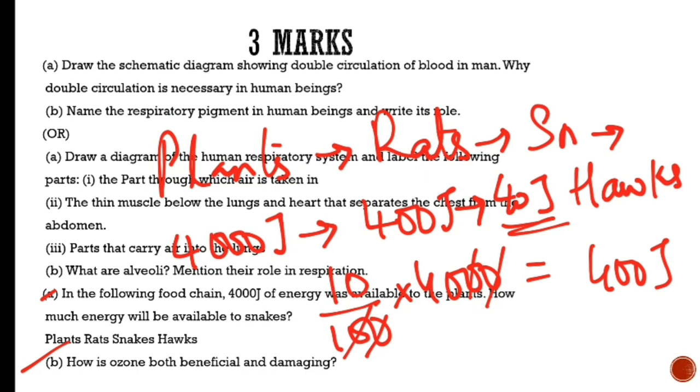Okay, so how is it beneficial? Only at a particular level, only at a particular stage, ozone is said to be protective. Once it comes down from its level or from the place where it is supposed to be, it is a poisonous gas. It turns out to be a poisonous gas. So you have to write about it. Please refer to the chapter Our Environment for this.